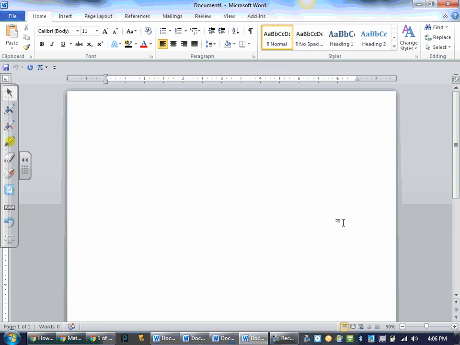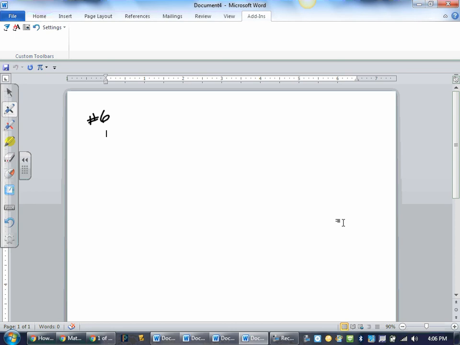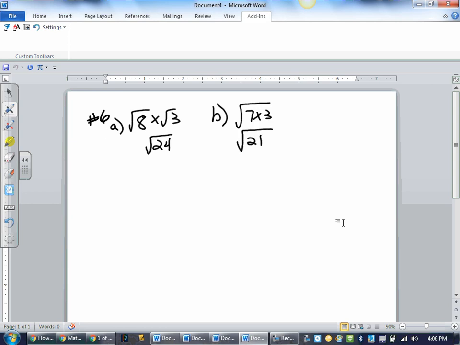Okay, on my clean page, we're looking through class example number 6. All right, it has the square root of 8 times the square root of 3. This is for A. What can we do with that? Well, if you're multiplying, you can put them together. That is true. Okay, how about for B? Square root of 7 times 3. What's true about that? Oh, that's easy. 21.